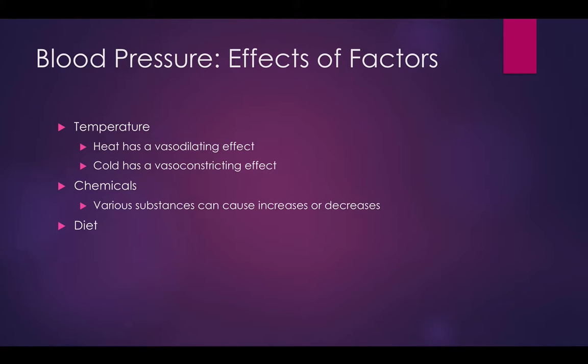Blood pressure is also going to be affected by temperature. So when you're hot, there's a vasodilating effect to try to cool you off, whereas when you're cold, you have a vasoconstricting effect. Chemicals will also change your blood pressure, so different substances, as well as diet. So a high fatty diet will increase your blood pressure, whereas a healthy diet will decrease your blood pressure.